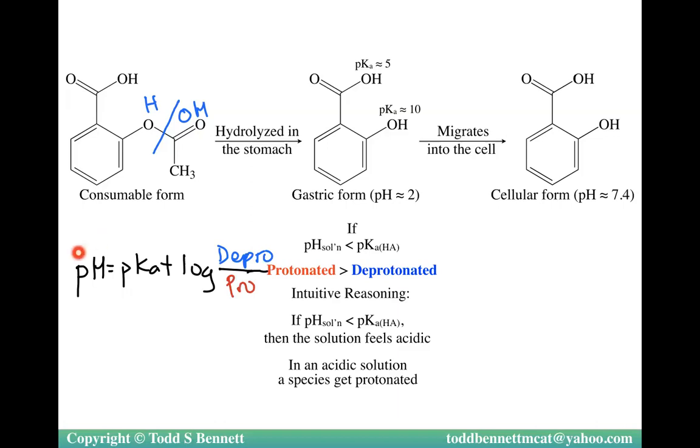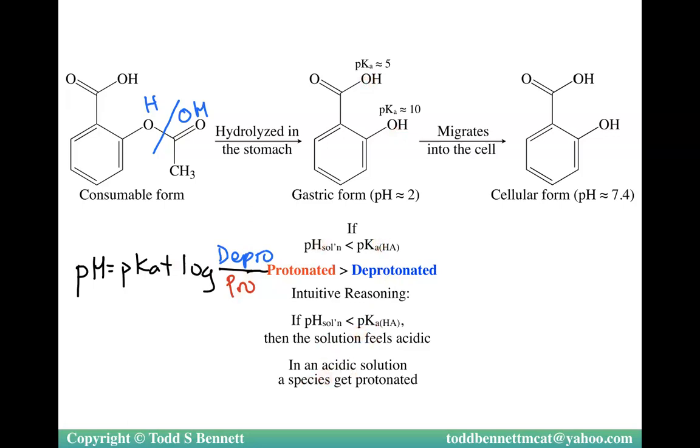So if this number is low, like 2, and this number is high, like 5, so this is 5 and this is 2, this must be a -3. Log of a number less than 1 is going to be negative. So the denominator, the protonated, has to be large, and the numerator, deprotonated, has to be small. Small number over large number is less than 1. Log of a number less than 1 is negative. Negative when added to the pKa will make a smaller pH. So the math fits for this. So you can do it by math if you want, and come to the conclusion they're protonated, or intuition. pH is lower than pKa, so it feels acidic.